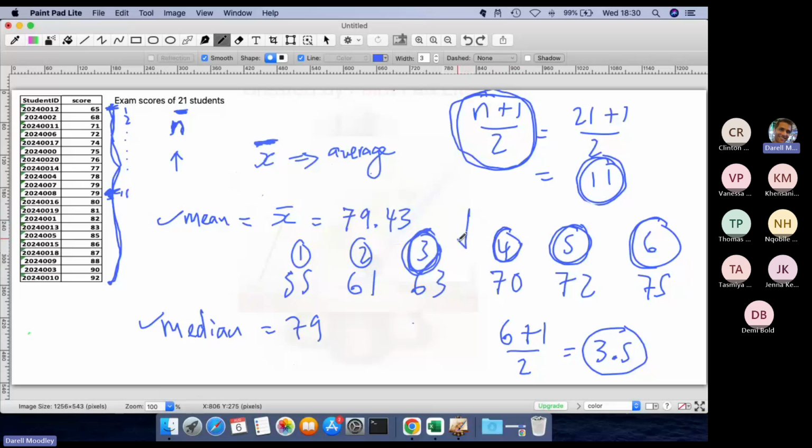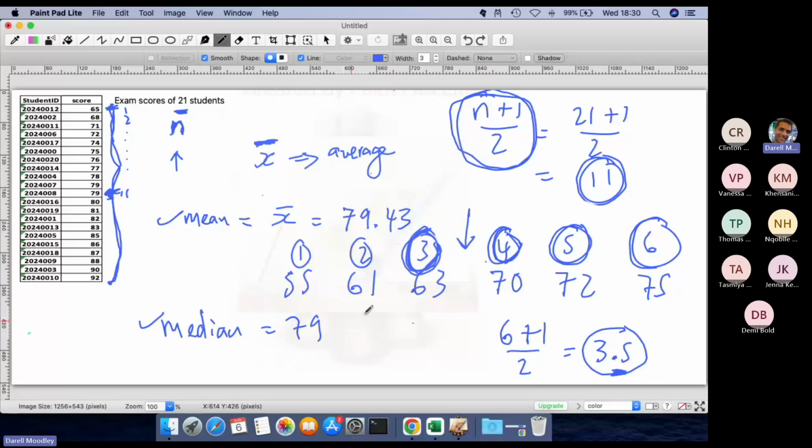3.5 is somewhere in between here, in between 3 and 4. And what I mean by between, it's actually halfway because it's 0.5. 3.5 is halfway between these two. So what that means is there isn't a perfect middle number. The best you can do is take the third and the fourth, add them up and divide by 2.